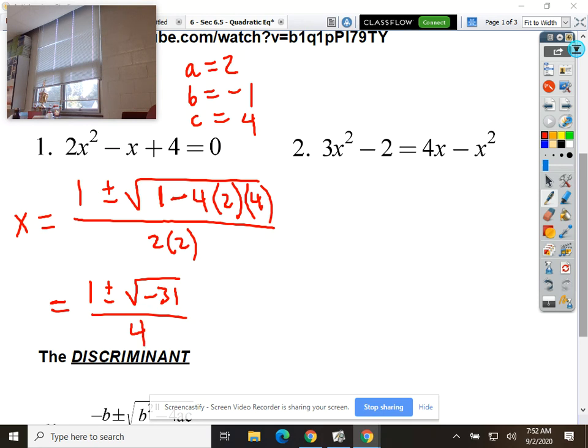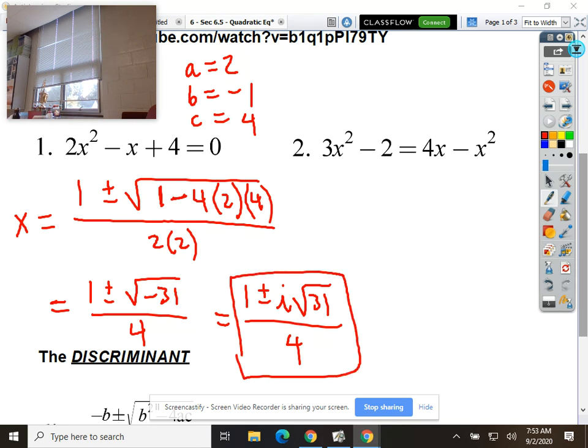Now, are we finished? No, we're not finished because we have something under the root sign that can be simplified further. Anytime you have a negative, you can certainly yank out an i. So here's what we're going to have. We're going to have 1 plus or minus i root 31, because 31 doesn't break down any further, all over 4. Now, is that a messy answer? Kind of, yeah. Are those real answers? No, I've got i in there.